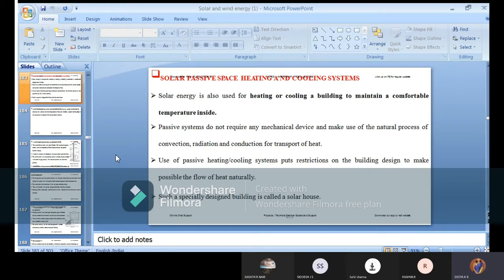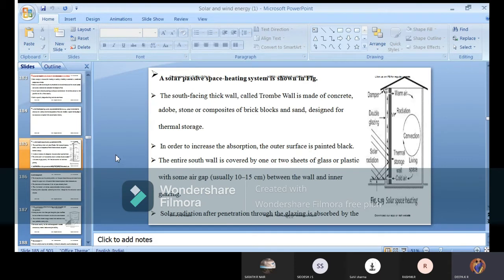In that we discussed two major kinds of space heating. The first one is solar passive space heating. It just uses convection and radiation without any other materials, other than the Trombe wall. You're not adding any extra material for absorption and so on. So this is one of the passive heating systems.